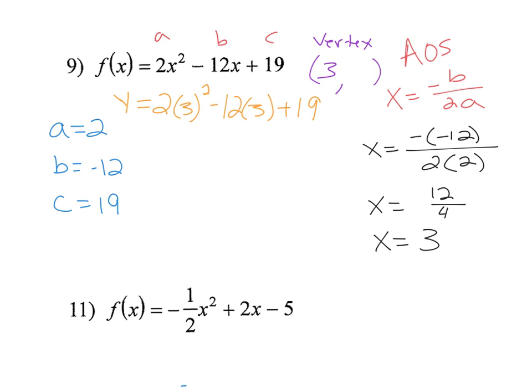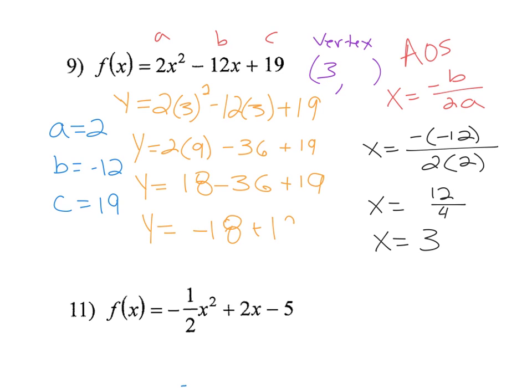So now I'm going to do this real quickly. I'm doing it in my head a little bit, so y equals 2 times 9. So I get y equals 1 if I were to plug in 3 for x. So my vertex is 3, 1.